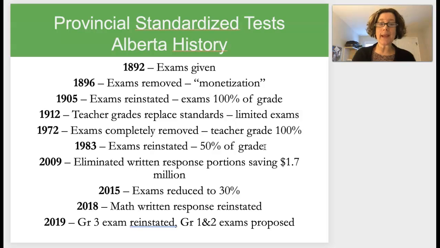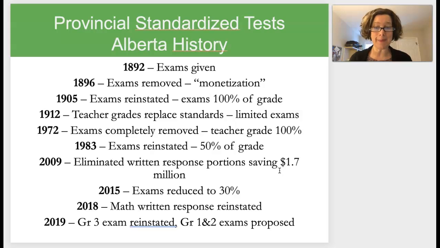As a personal aside, I graduated from high school in 1985. So now, looking back with the lens of being in 2021 and having been in education for this long, I probably wrote a really bad exam because there were only 2 years of exams, questions, testing, all those kind of things. So I probably wrote either a really easy exam or a really hard exam, and it was 50% of my grade. That has been the state until 2009, when we eliminated written response portions, saving $1.7 million.